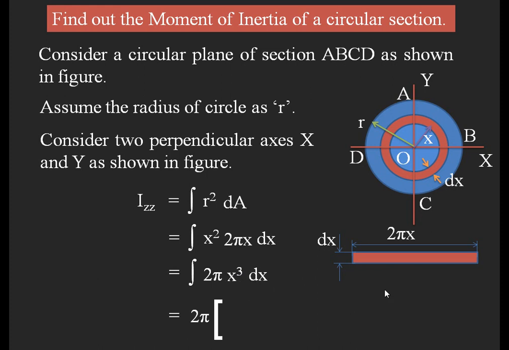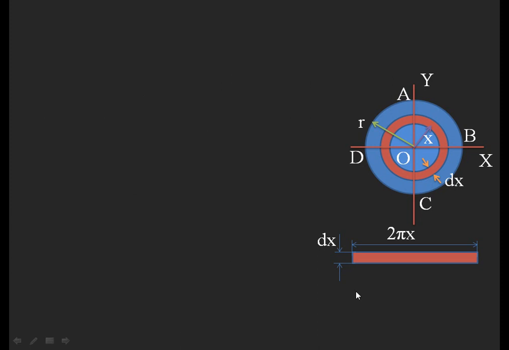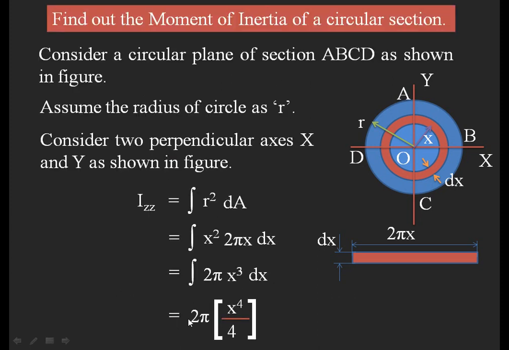X power n plus 1 by n plus 1, so x power 4 by 4. Okay, so this is the Iz. So for getting the whole section, here Iz is the integration of the whole section.